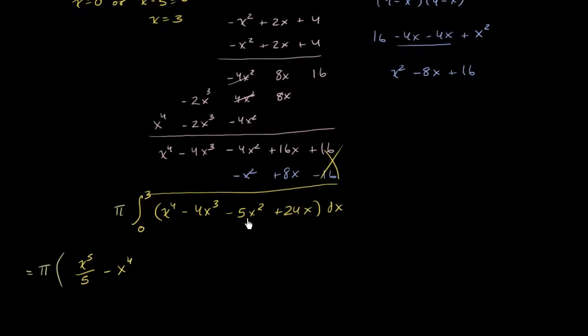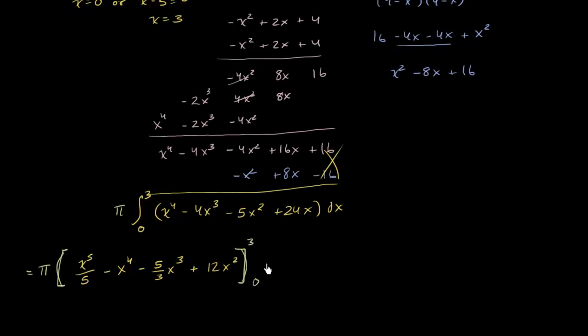And then the antiderivative of this is negative 5/3 x to the third. Just incremented the exponent and divided by that. And then you have plus 24x squared over 2, or 12x squared. And we're going to evaluate that. I like to match colors for my opening and closing parentheses. Actually, let me do it as brackets. We're going to evaluate that from 0 to 3.